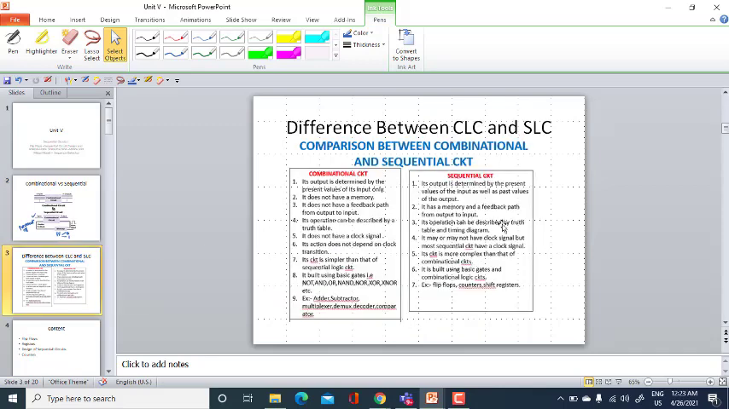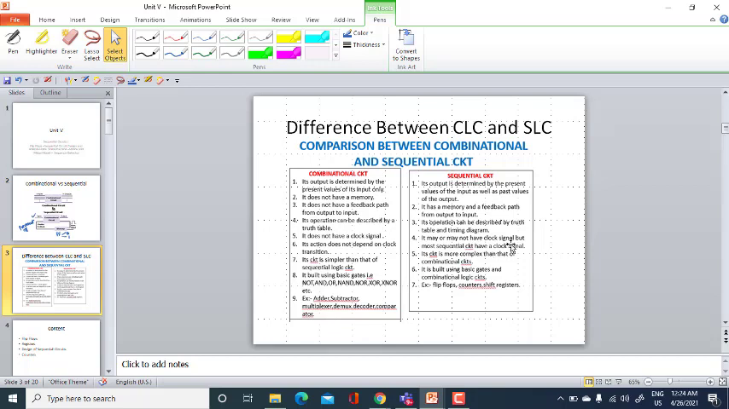And this operation can be described by the truth table and the timing diagram. Here also you have a truth table, but here you will also focus on the timing diagram, because all the operation of the sequential circuit is synchronized with respect to the clock, right? So you will be explaining the operation of the sequential circuit with respect to the clock pulse. So with respect to the timing diagram, you will explain the sequential circuit, or you will design the sequential circuit.